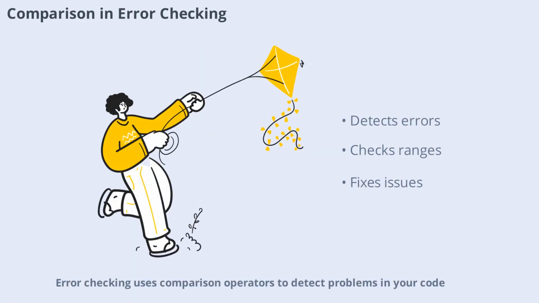Error checking uses comparison operators to detect problems in your code. For example, you might check if a value is out of range or if something is missing. This helps you catch errors early and fix them quickly.